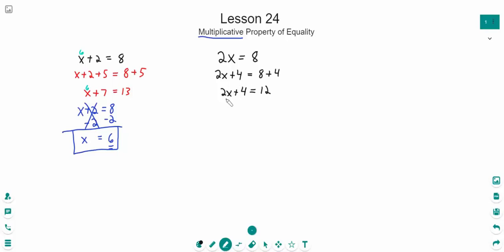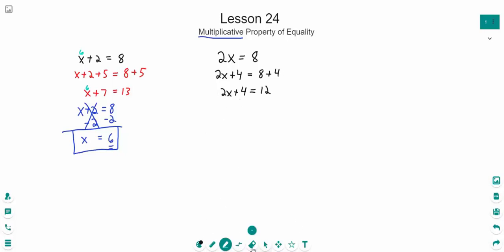And that 2 was not eliminated. We're not getting x by itself, all right? Because these are not like terms. We can't add them together, right? So when we have multiplication, when the variable is being multiplied here, the additive property of equality doesn't actually help us. It doesn't produce an equation that would leave x all by itself, right?